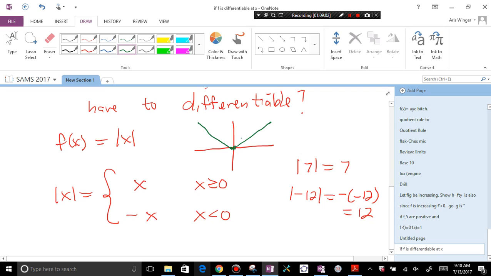No derivative at 0. It's pretty obvious why it's no derivative at 0, and it's to Camilla's point that obviously the slope's moving from the left. What's the slope coming from this side? What's the slope of this? 1. What's the slope here? Negative 1. There is no unique tangent line here. Okay, good.